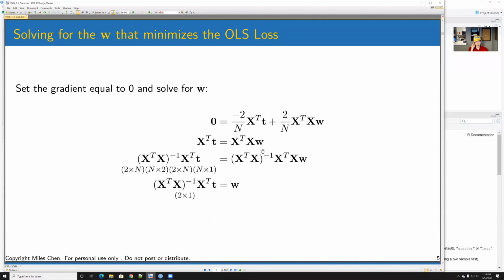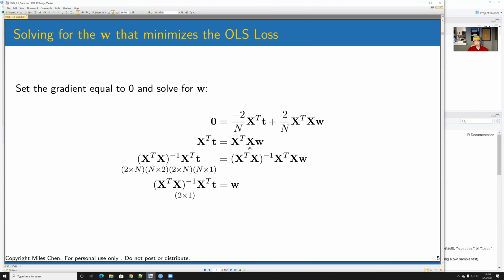Okay, and so what we are going to do is we have the gradient of the loss, which is this. We are going to set it equal to 0, and we are going to solve for W, okay? So here I'm going to add 2 over N X transpose T to both sides, and then I'm going to get rid of the 2 over N, okay? So this becomes X transpose T is equal to X transpose XW.